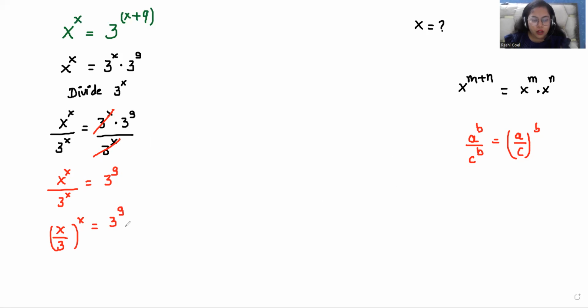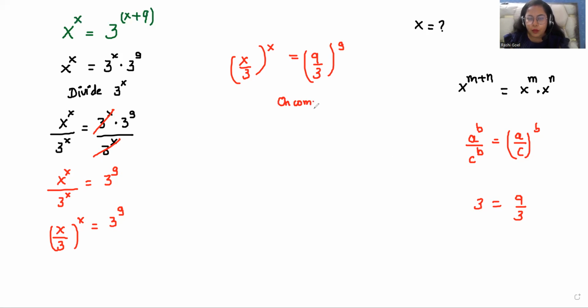Here on the right hand side, our base is 3, so 3 we can set as 9 by 3 is also 3. So I'm going to replace it. So x by 3 power x is equal to 9 by 3 power 9. On comparing both sides, we notice that in the numerator where x is, the value is 9, and in the power also in place of x it's 9. So the value of x will be 9.